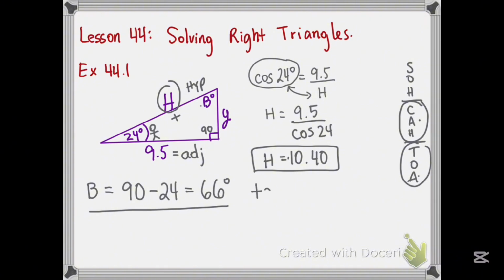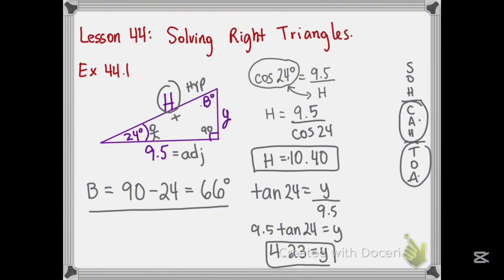Now to find y, I use tan, so tan of 24 equals opposite, which is y, over adjacent, which is 9.5. Now notice that in this case, 9.5 is in the denominator, so we just pass it to multiply here by the tan 24. And if I do that in the calculator, I get 4.23 rounded. And that's it. That's the answer for that exercise.